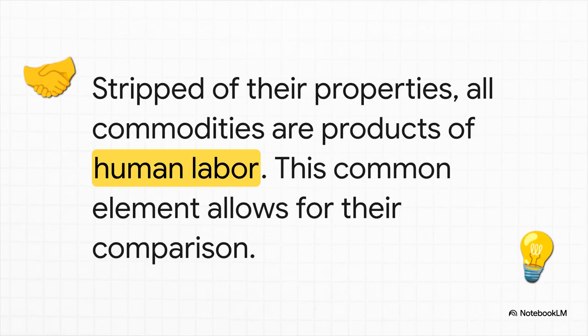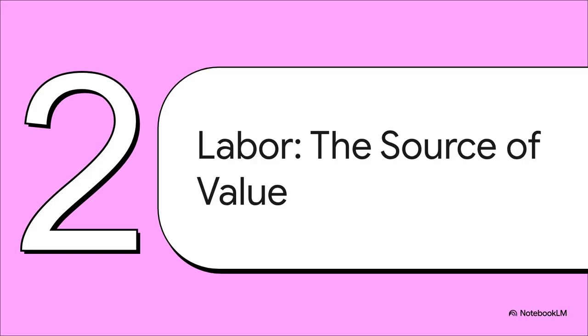And here's Marx's big leap. He argued that if you strip away all their physical differences, their shape, their material, their purpose, there's only one thing left that they all share. They are all products of human labor. Their value, he said, is like a ghost. It's the crystallized human work hidden inside them. This idea that labor is the source of all value opens up the next big piece of the puzzle.